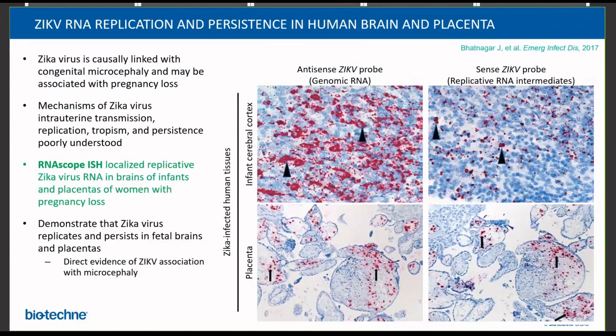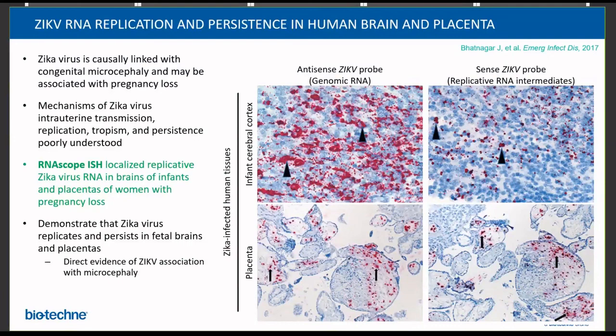So in this paper from CDC, Bhatnagar and his researchers used the RNAscope chromogenic assay to localize both the replicating strand as well as the viral RNA in brains of infants and placentas of women with pregnancy loss, demonstrating that the viral infection replicates and persists in fetal brains, further showing its association with congenital microcephaly. So we've really seen that broad application from not only viral detection, but also vaccine development and also therapeutic strategies.